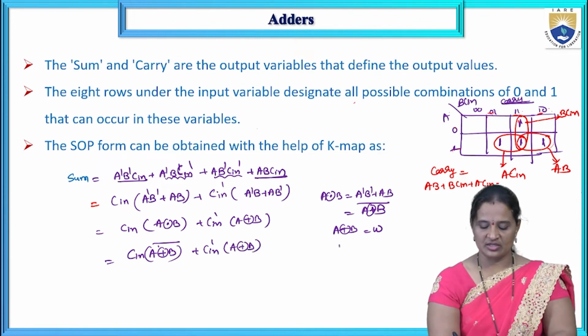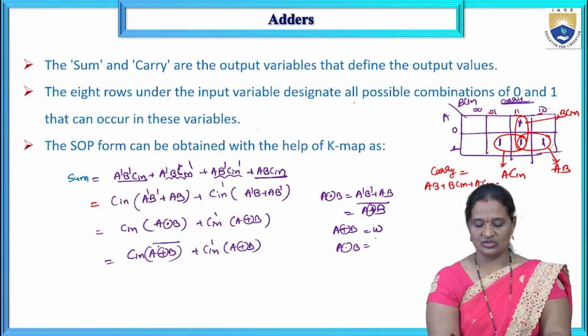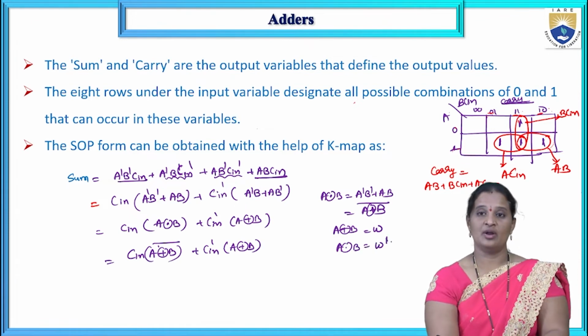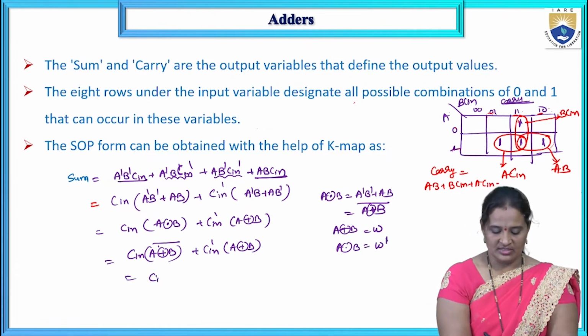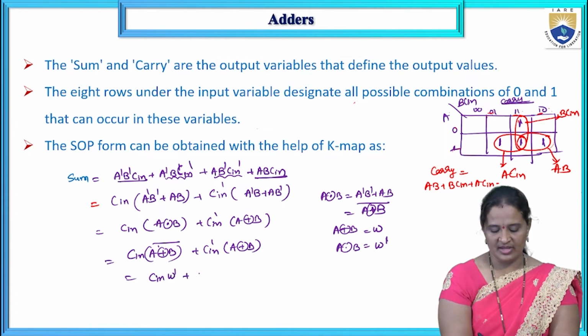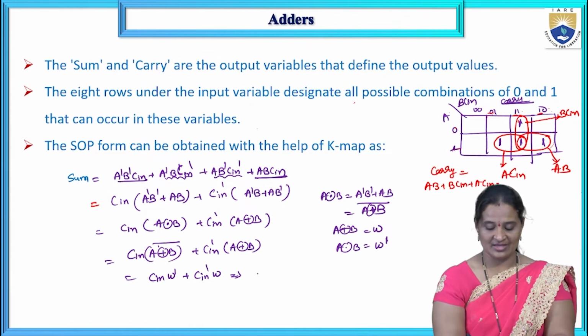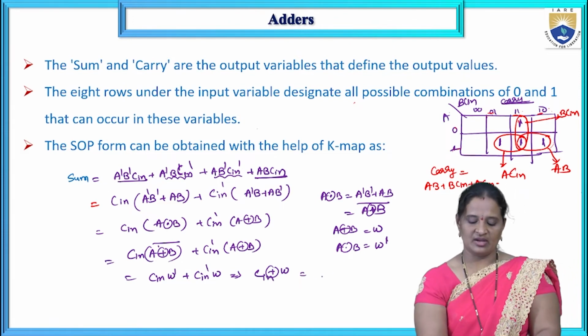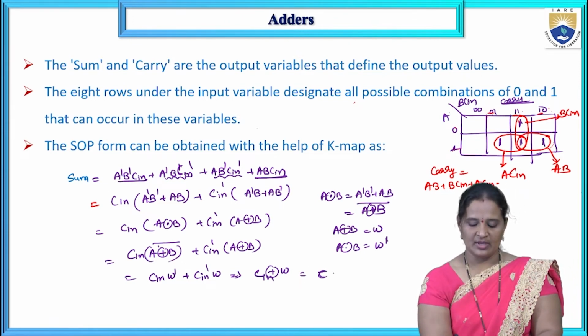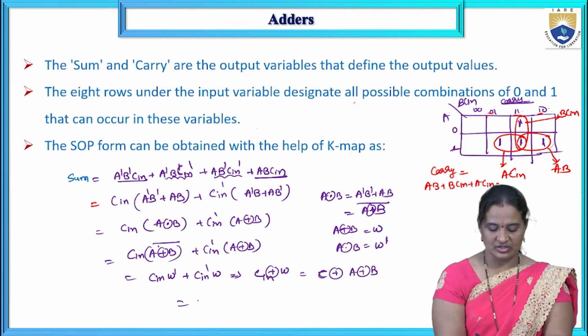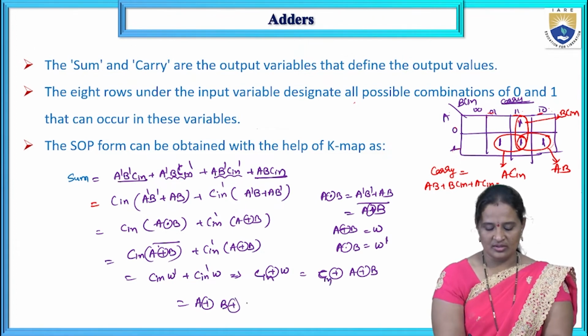So now I am considering this one. If I consider A XOR B as W, A XOR B will become W complement. So here C in into W complement plus C in complement into W. So I can write this one as C in XOR W, where W is nothing but A XOR B. So C in XOR A XOR B. So I can rearrange the terms as A XOR B XOR C in.